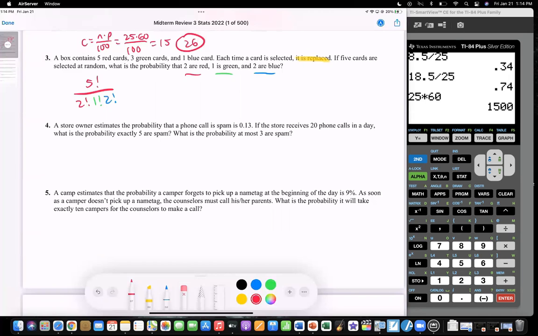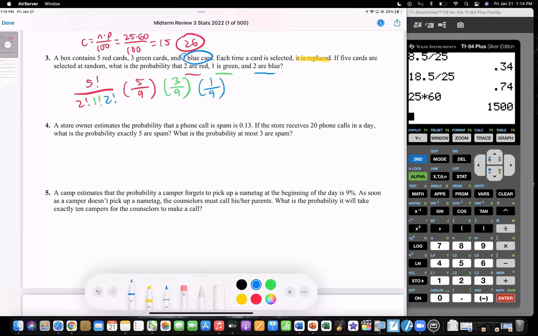Okay, so then we ask ourselves, what's the probability I get a red card? So there are 5 red cards, and we have 5, 3, and 1. So we have 9 cards total, right? So it's a 5 out of 9 chance of a red card. For green, we have 3 green cards out of the 9. And then for the blue, we have 1 blue card, right? So 1 blue card out of the 9.